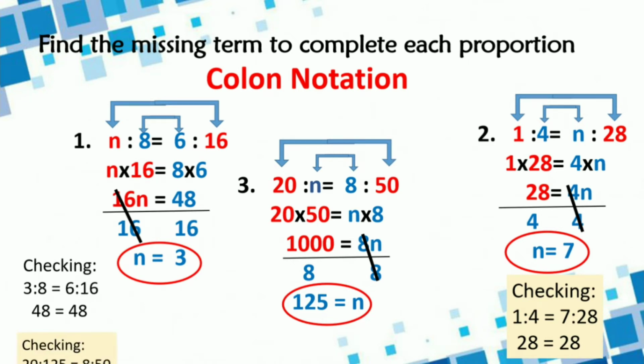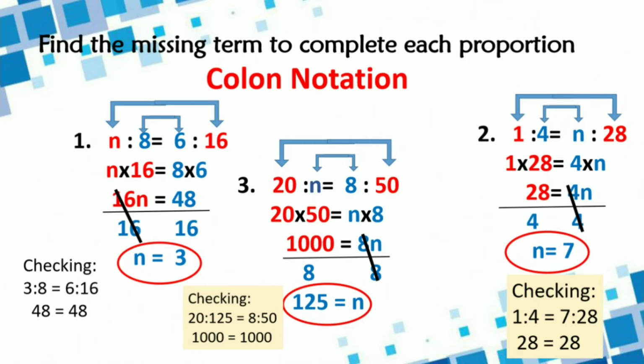Okay, so sa checking, isa-substitute na natin yung value ng n, which is 125. So, ang equation natin ay magiging 20 is to 125 is equal to 8 is to 50. Okay, so multiplying both extreme, 20 times 50 will give us 1,000. And then the means, 125 times 8 is equal to 1,000. Therefore, our equation is proportion.